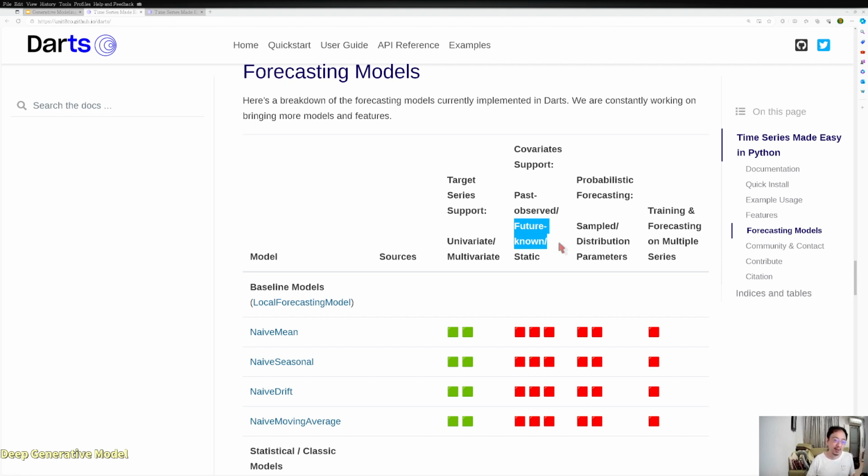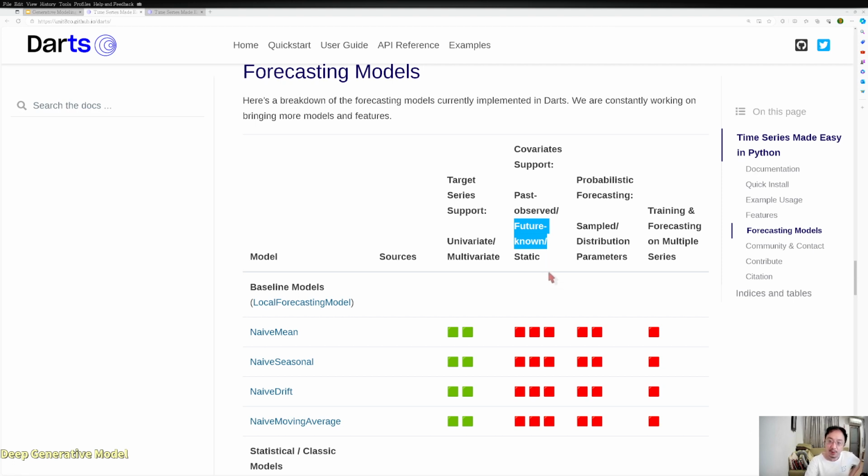Or if you wish to predict the stock market, and you already know some features that will affect the outcome, you may wish to ask, what if this thing happens? Will the price of this stock be going up or going down? Okay, so that is the purpose of the future known covariate. You might have something that you wish to simulate or ask, what if this kind of thing happens?